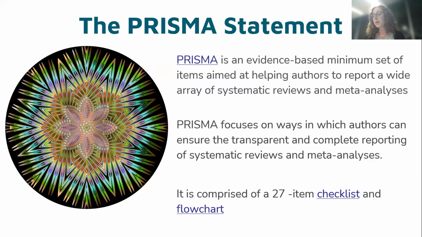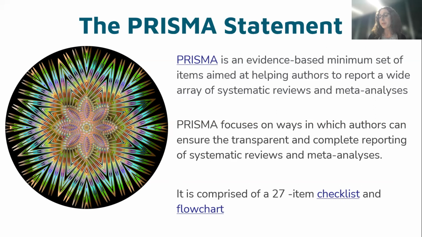Okay, so I'm going to talk about the PRISMA statement. So PRISMA stands for the Preferred Reporting Items for Systematic Reviews and Meta-Analysis. So it's reporting guidelines for reviews. It's an evidence-based minimum set of items for reporting in systematic reviews and meta-analysis. The aim of it is to ensure the transparent and complete reporting of systematic reviews. It's comprised of a 27-item checklist and a PRISMA flow diagram. You really should be consulting your PRISMA checklist when you're in the planning stages of your review to make sure that you capture all the recommended information.